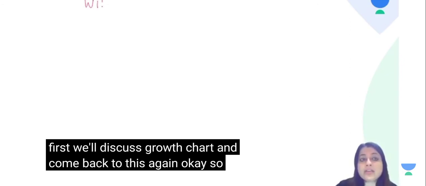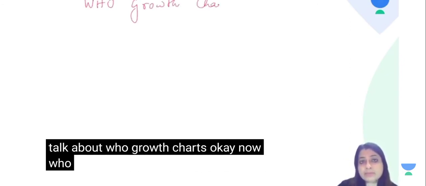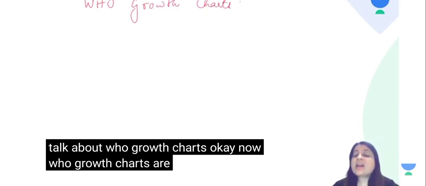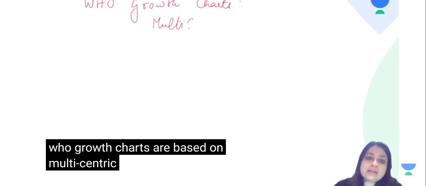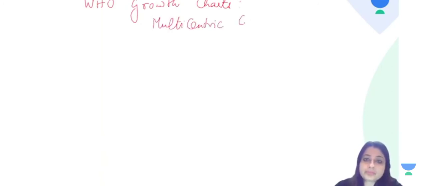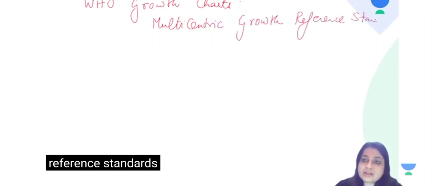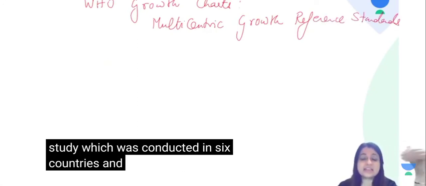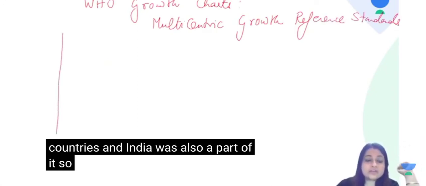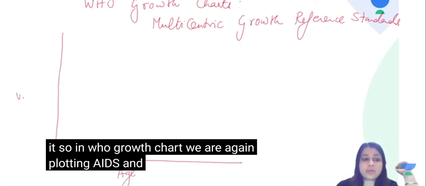Okay, so let us talk about WHO growth charts. Now, WHO growth charts are based on multi-centric growth reference standards. Okay, this was a study which was conducted in 6 countries and India was also a part of it. So in WHO growth chart, we are again plotting age and weight.